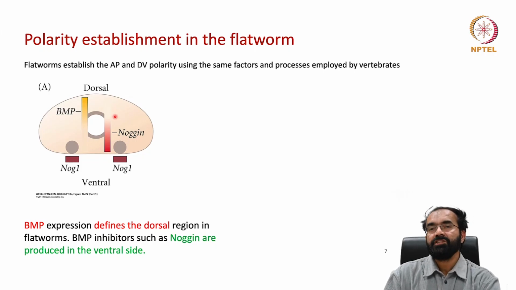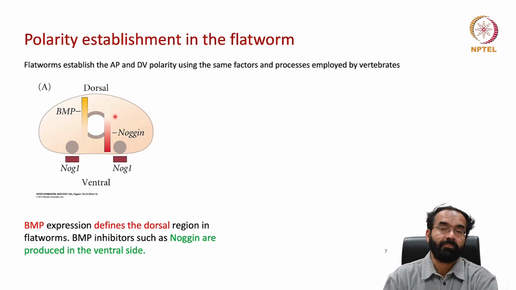First of all, the BMP distribution is high in the dorsal side and the concentration fades towards the ventral side, one thing. And not just that, in the ventral side you have the expression of noggin, superabundant. That means even if there are traces of BMPs expressed in the ventral region, the noggin makes sure that they are not going to do any biological function. So noggin, which is an antagonist of BMP signaling, is expressed superabundantly in the ventral region and its concentration depletes as it moves towards the dorsal side.